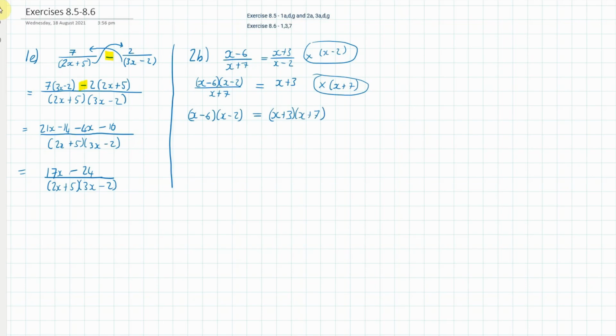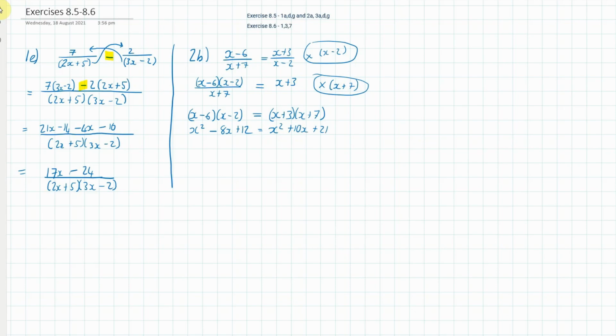So now I'm going to expand my brackets. If I use FOIL here, I should end up with x squared minus 8x plus 12 once I've simplified. So it'll be x squared minus 2x minus 6x plus 12. Okay, so I've just simplified that quickly. And this one will be x squared plus 10x plus 21, because I'd have x squared plus 7x plus 3x, which is 10x, plus 21.